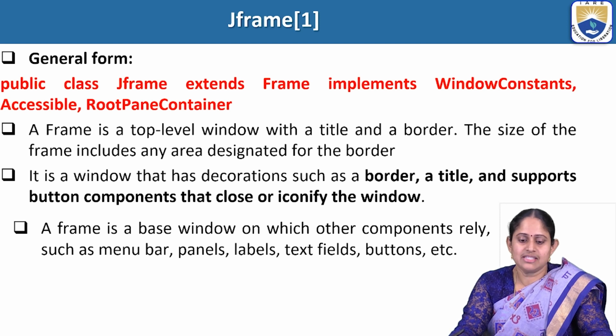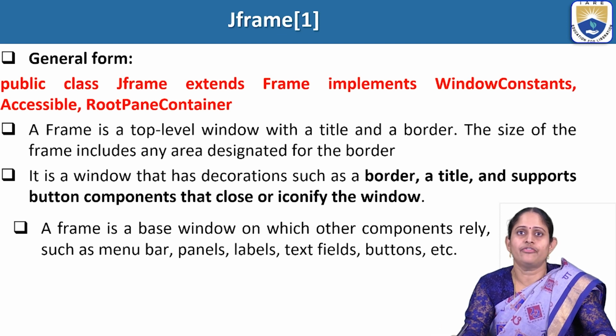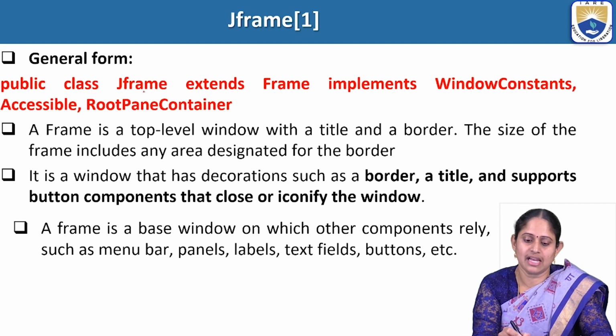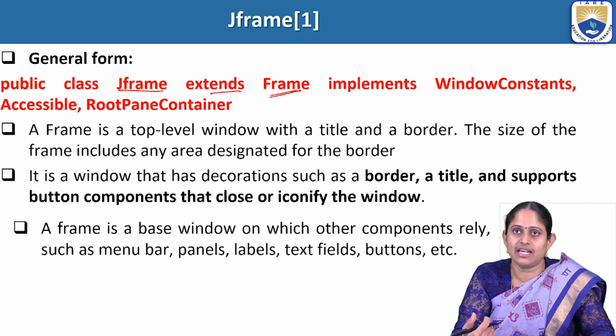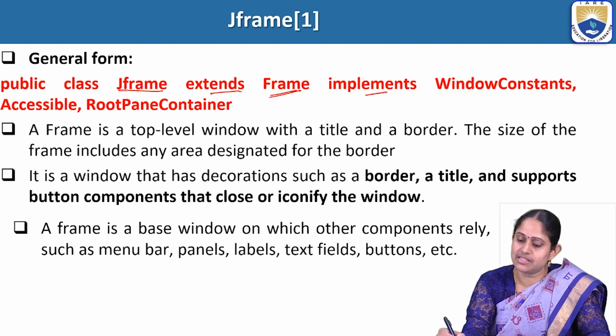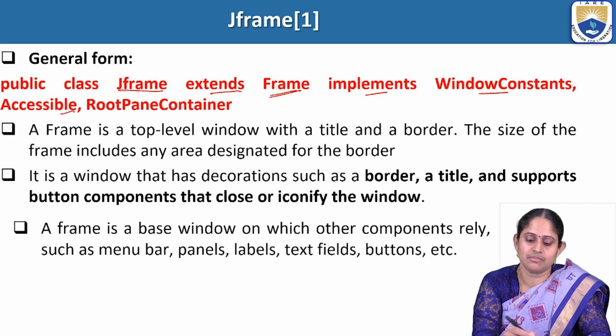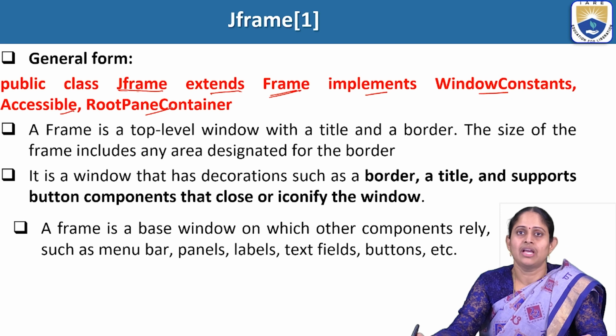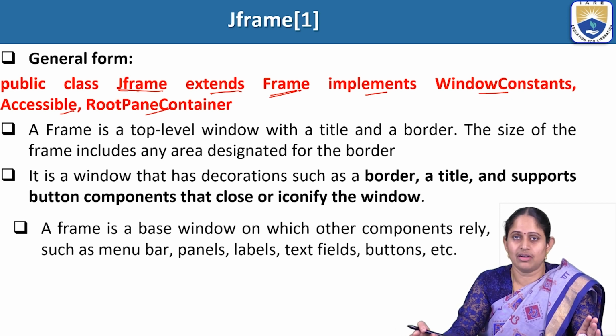This JFrame class extends the Frame class of the AWT, the Abstract Window Toolkit. So the general form is public class JFrame extends Frame. It implements the interfaces WindowConstants, Accessible, and RootPaneContainer. This frame is a top level window which has a title and a border.